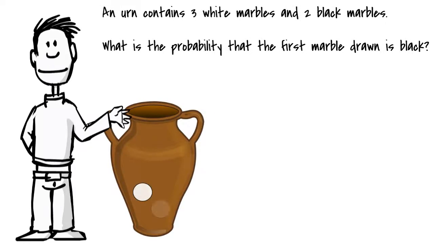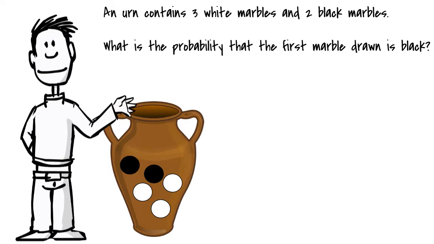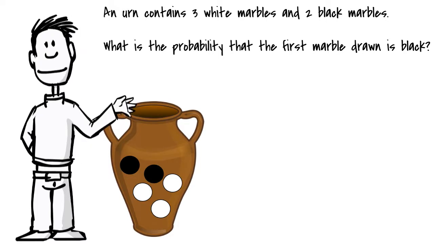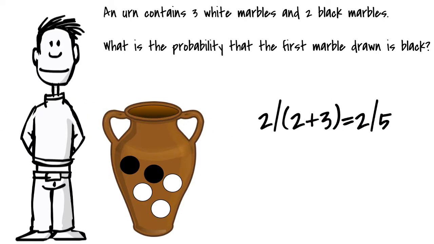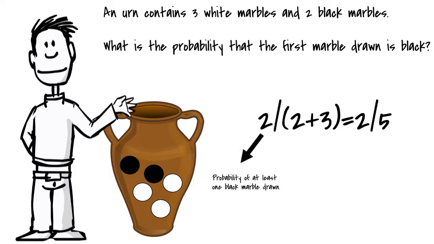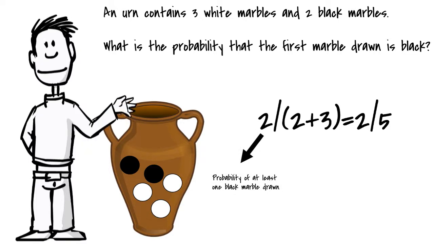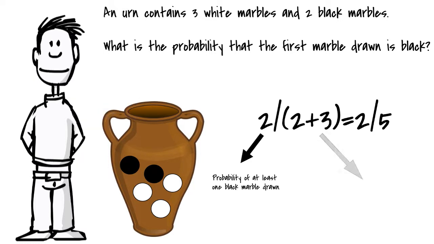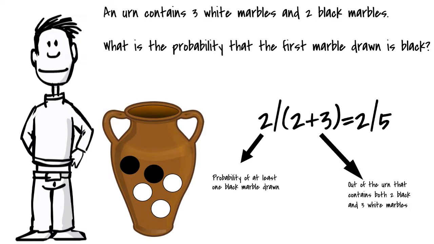If we have an urn that contains 3 white marbles and 2 black marbles, what is the probability that the first marble drawn is black? The formula is 2 divided by 2 plus 3, which equals 2/5. The 2 in the numerator represents the probability of getting at least 1 black marble drawn from the urn. The 2 plus 3 in the denominator represents what is currently in the urn, 2 black marbles and 3 white marbles.